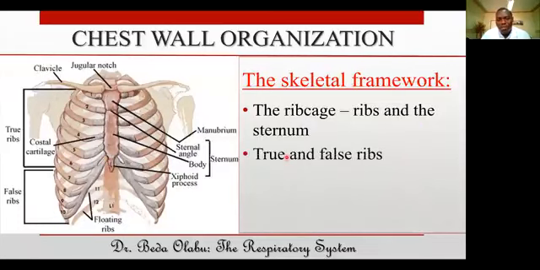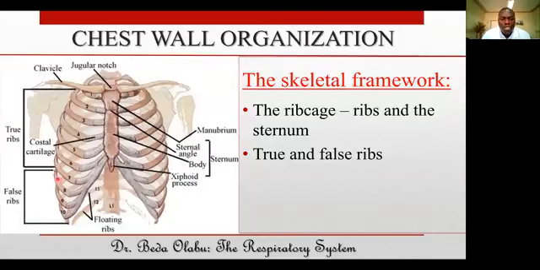You'll remember that for ribs, there are a total of 12 pairs. These ribs can be classified into two. We have the true ribs and the false ribs. The true ribs refer to the upper 7 ribs. The reason we call them true ribs is because their cartilage reach the sternum. The cartilage of the true ribs reach the sternum, so we call them true ribs. And the opposite is true for the false ribs. Their cartilages don't reach the sternum.